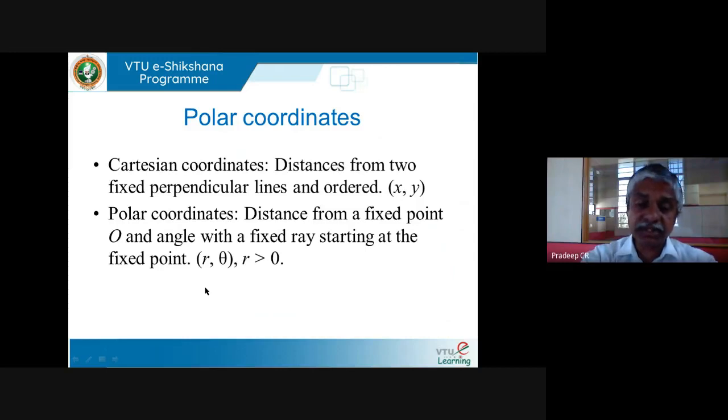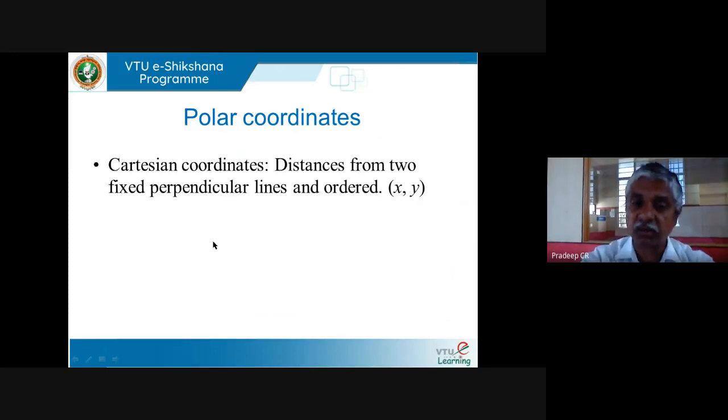Now what I will do is I will fix a point. See, in Cartesian coordinates, I fixed two perpendicular lines and called one the x-axis and another the y-axis. This is what is known as a frame of reference. You understand the phrase frame of reference? That means I have fixed up the x-axis and y-axis. With respect to this, I will try to explain what other points are.